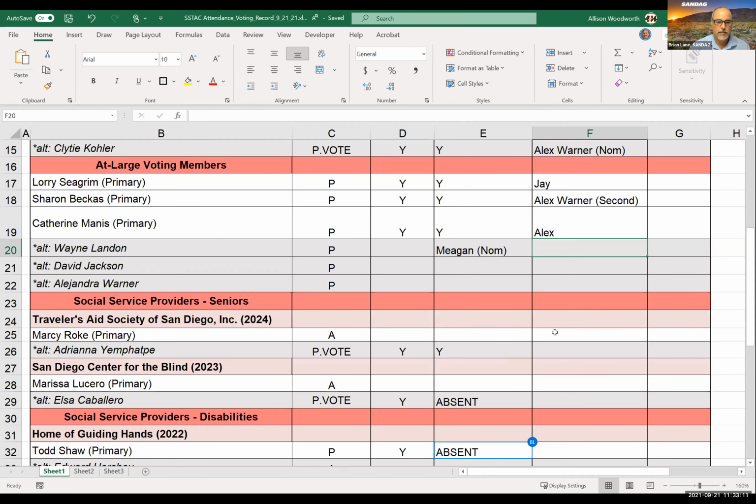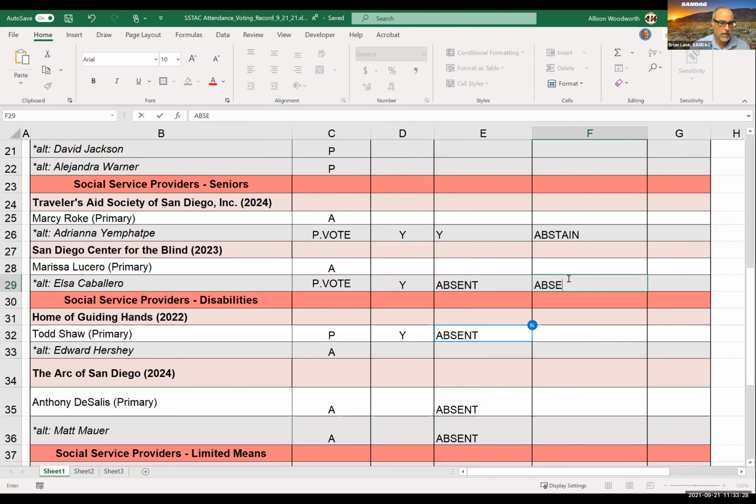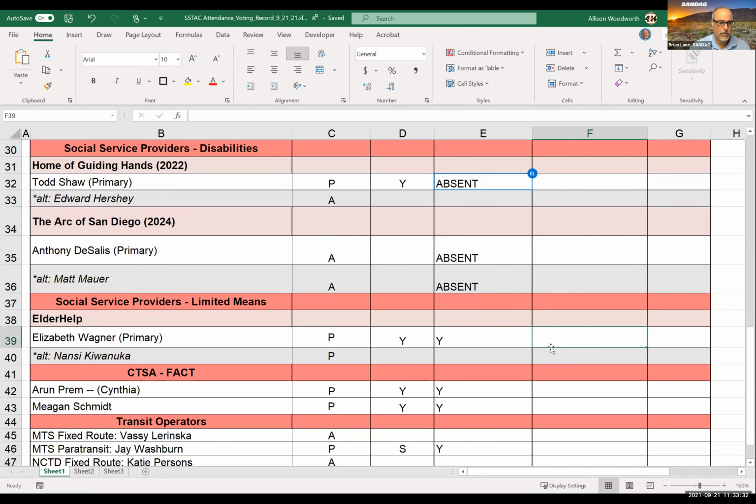Catherine? Alex. And let's see. Adriana? Am I allowed to not vote on this round? Sure. I'm not very familiar with it. Thank you. Abstain? Jump down. I believe we still don't have Elsa or Marissa, right? Or Todd. So we're going to keep jumping. I believe we still have quorum. Elizabeth? If possible, I'd like to abstain as a new member.